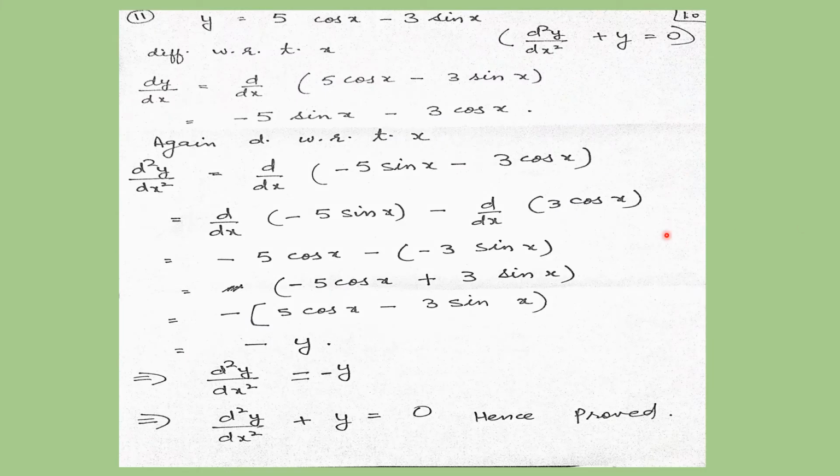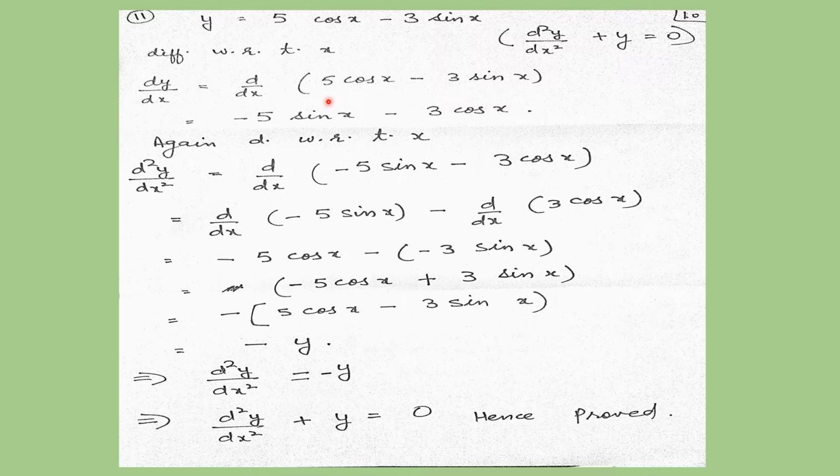Moving further, you have question number 11. What is given is y is equal to 5 cos x minus 3 sin x. You have to prove that d square y upon dx square plus y is equal to 0. Right? Now, when you see this, that you have to prove this, you understand that this is the second order derivative question. For that, let us find the first order derivative and the second order derivative, and then automatically somehow you will get this statement.